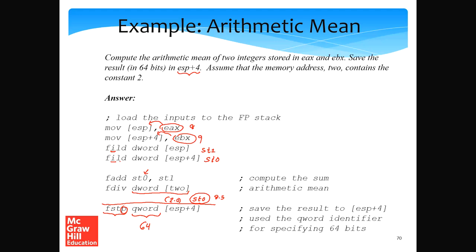But it's important to understand that the FILD instruction is being used to achieve the conversion from integer to floating point. That is point number 1. Second, we are doing a division and a constant 2 is saved at a certain memory address called TWO. And then we are saving the result back, which is a 64-bit quantity, using the QWORD identifier to ESP plus 4.